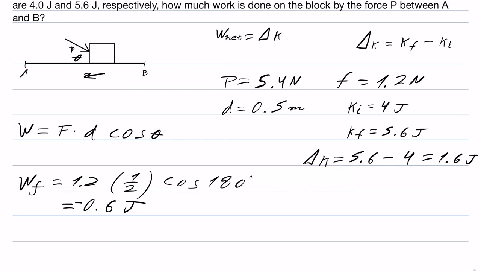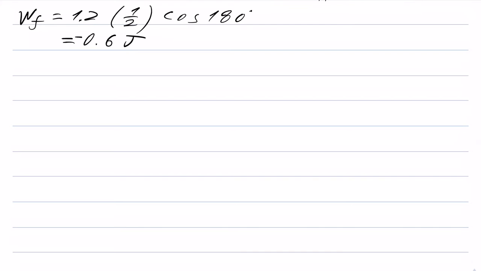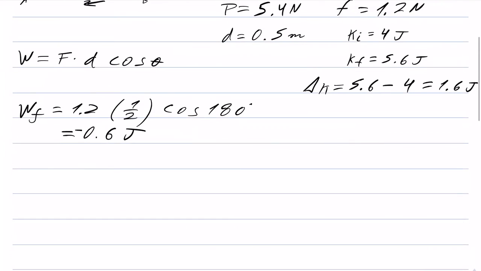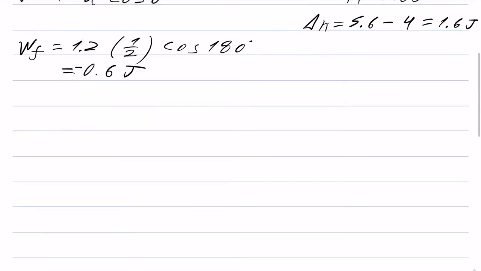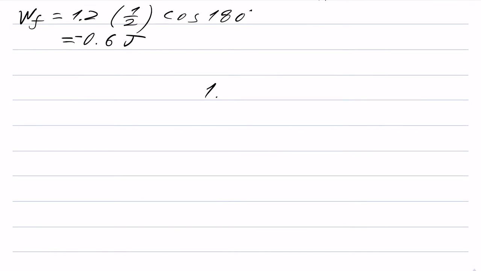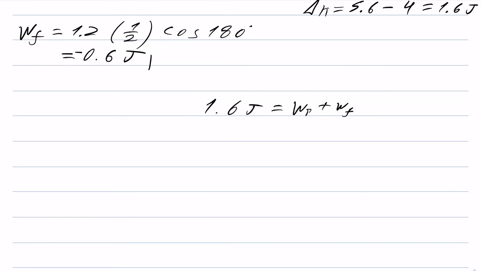And that is good, because now we have everything we need. Now the total change in kinetic energy, according to our calculations, was equal to 1.6 joules. So we're going to put that into the formula: 1.6 joules is equal to the net work, which is the sum of all the work done by forces. Now the work done by P, which is the work that we will need, we don't know, but we'll find it soon. And then the work done by friction, which we know by now because we just found it right here.